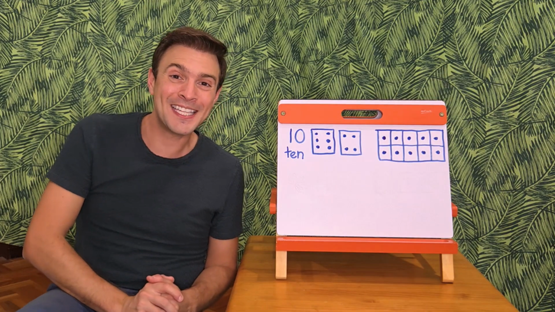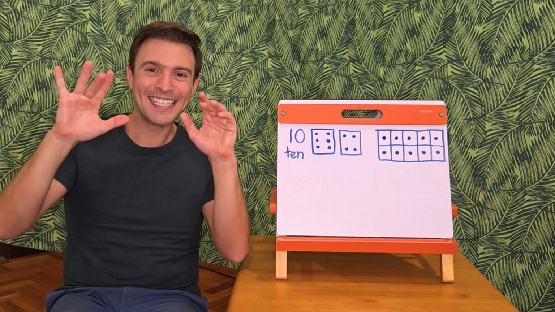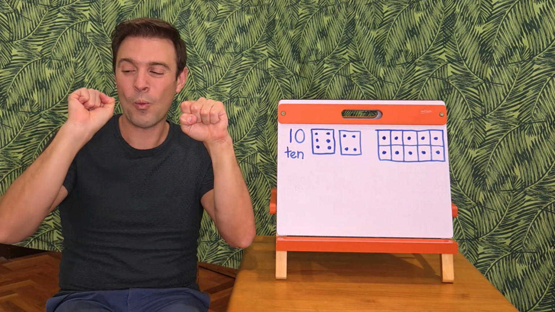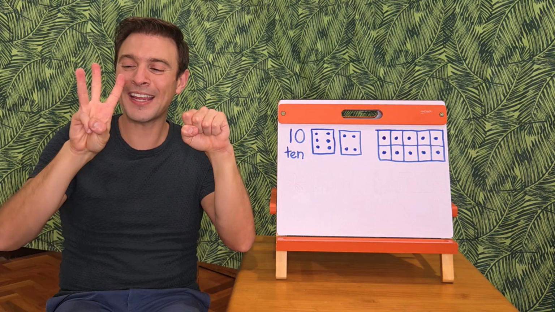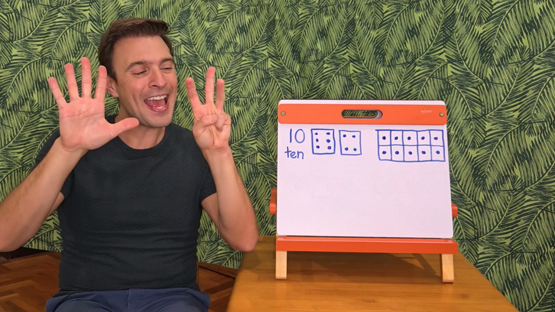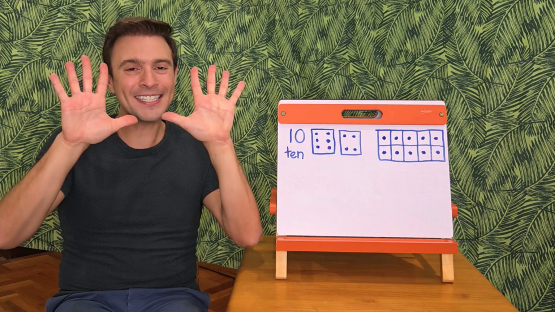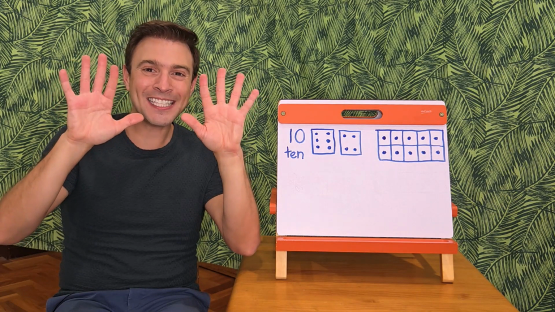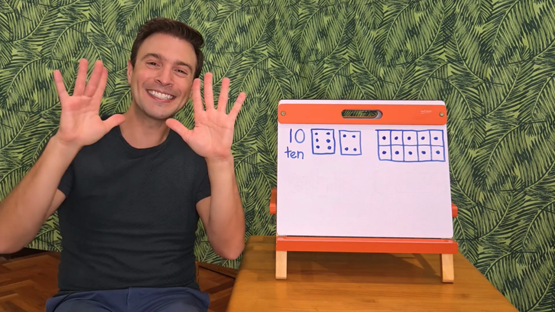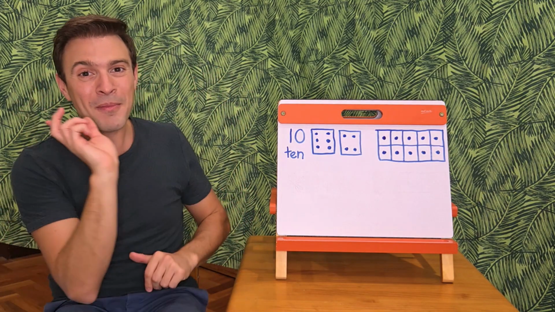Another way we could show 10 is on our fingers. Come on everyone, hands up, let's show 10 fingers. 1, 2, 3, 4, 5, 6, 7, 8, 9, 10. We have just enough fingers on our hands to show 10. All right, I'm going to show this on my board.